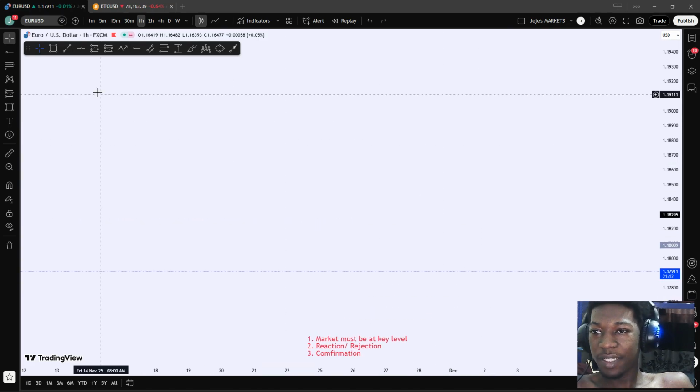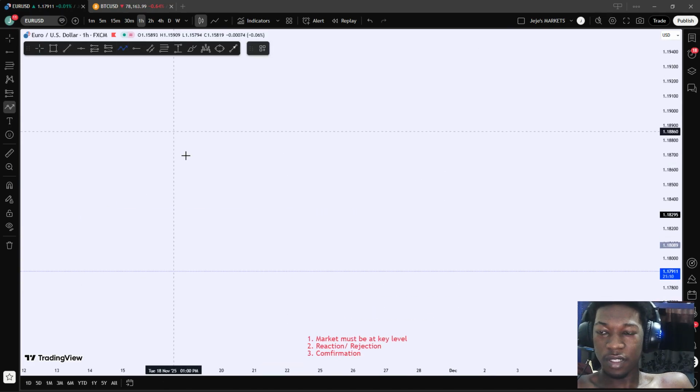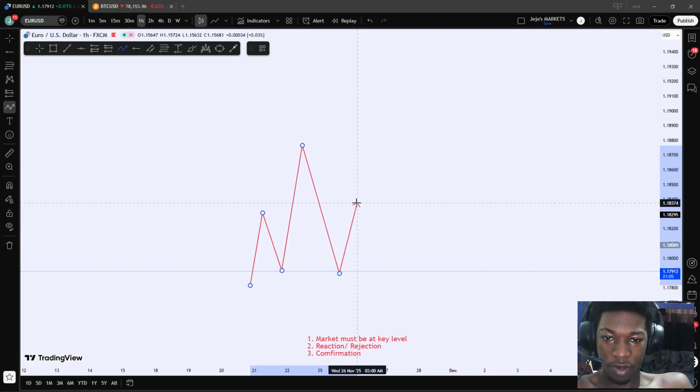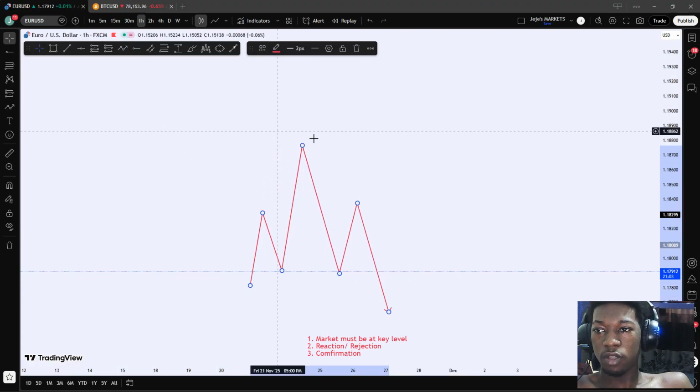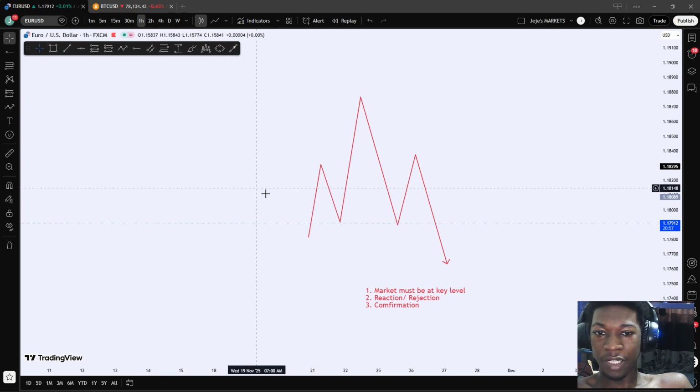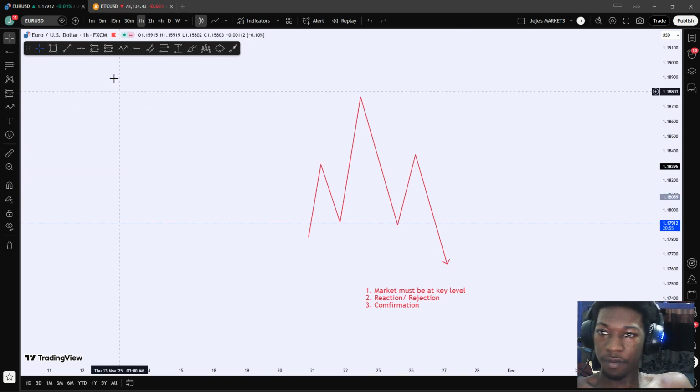All the stuff they've been telling you about, support and resistance, head and shoulders. So this is how head and shoulders is, right? Head and shoulders. So remember I told you guys, the market must be at a key level. Key level first of all. So where's our key level? Right here. We have two key levels here. We have three key levels.